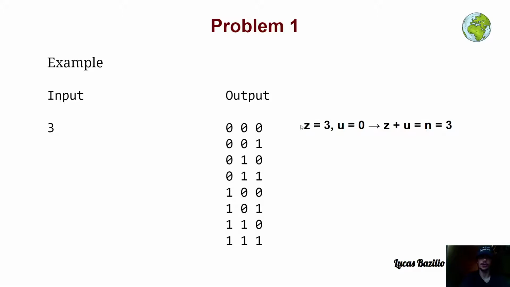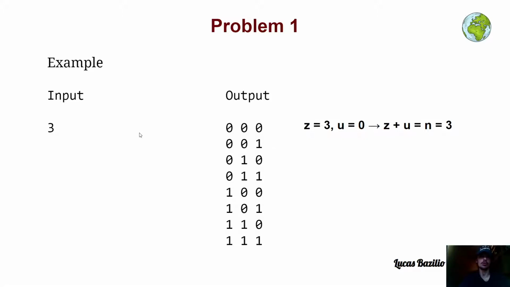So as we can see, we satisfy the restriction. z is 3, u is 0, and if we sum z plus u, we have that this is equal to n, which is 3, right? And you can try with all these combinations, we satisfy that the number of zeros plus the number of ones is equal to n, in our case 3. In the same way, on the second combination, the value of z is 2, because we have 2 zeros, and the value of u is 1, since we only have one 1. So if we sum 2 plus 1, we get 3. And you can do this for all the combinations, right?